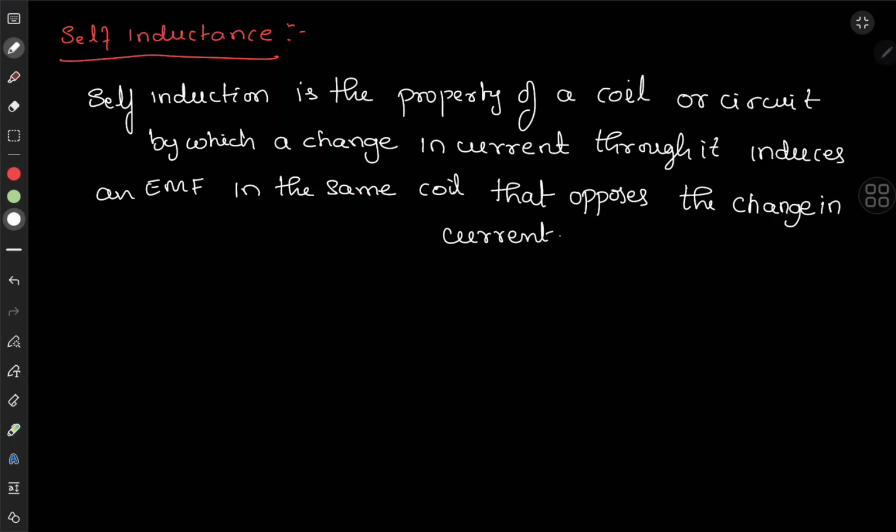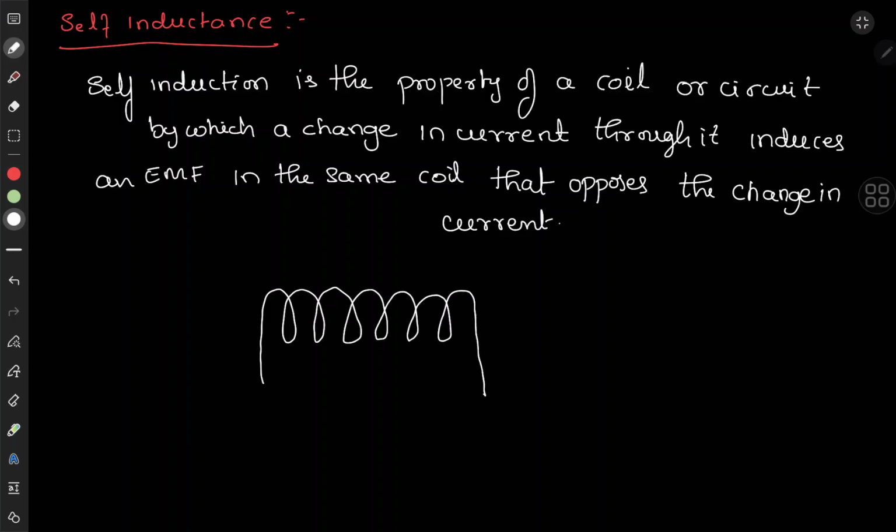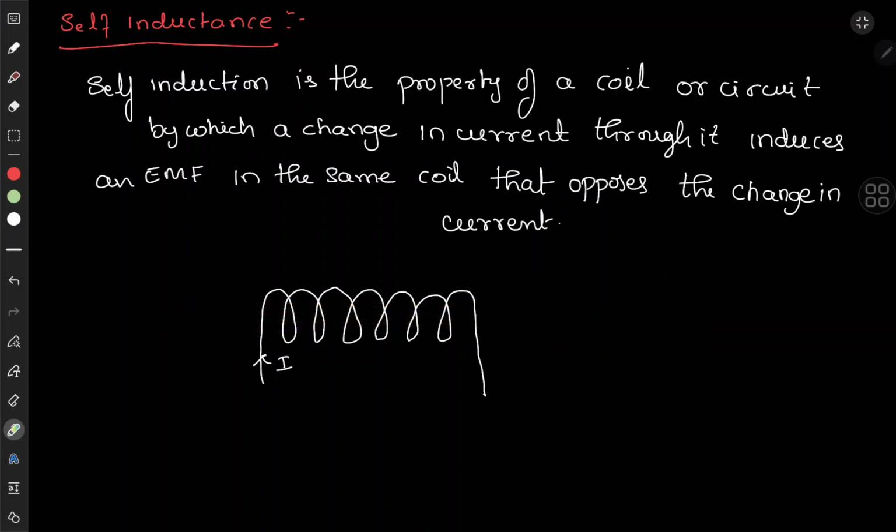So let us take a coil. Coil means here I am going to consider the solenoid. So let us consider a solenoid. This is a solenoid. In the solenoid, what will happen? Suppose if you supply a current I, this will induce a magnetic field. The induced magnetic field will be like this. So this is the direction of the induced magnetic field when the current I is flowing.